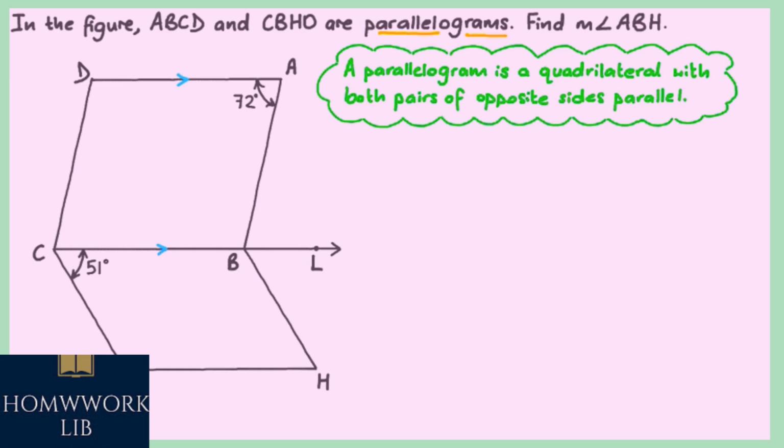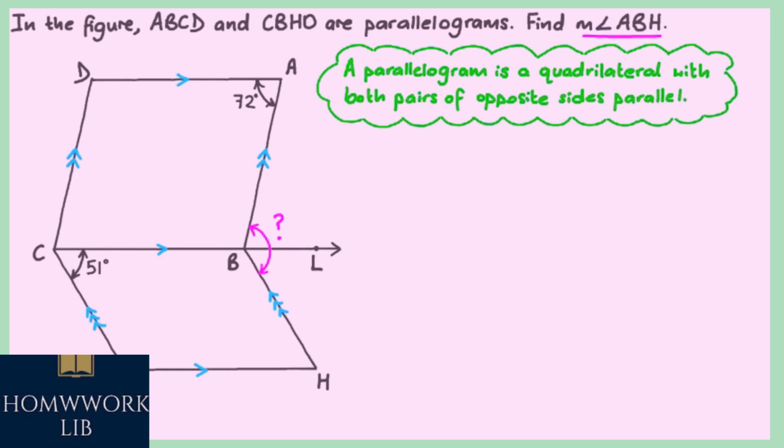That would mean that the line segments AD and BC are parallel, and line segments BC and OH are parallel, so we have three parallel line segments here. The other pair of opposite sides in ABCD, that's line segments DC and AB, are parallel. And then in parallelogram CBHO, line segments CO and BH are parallel.